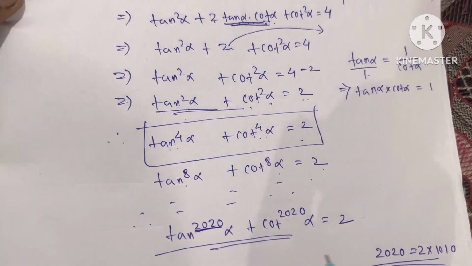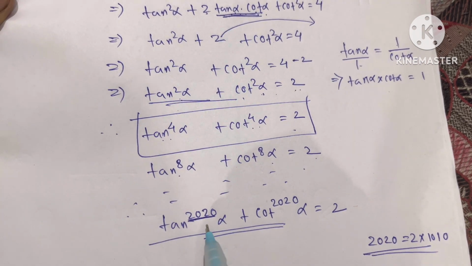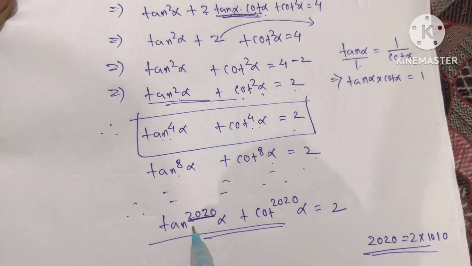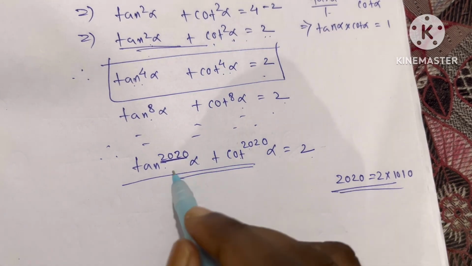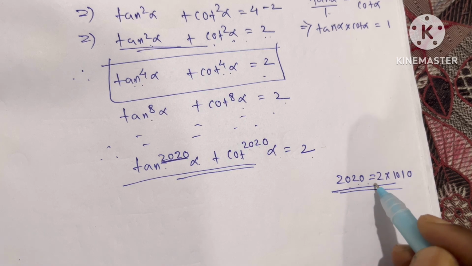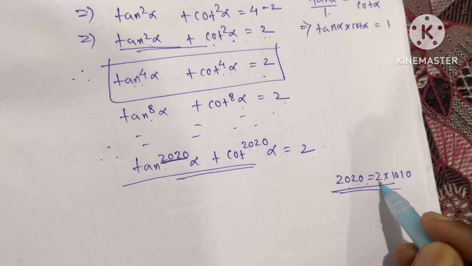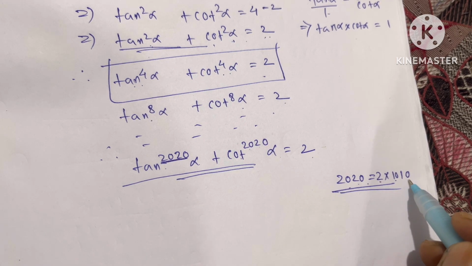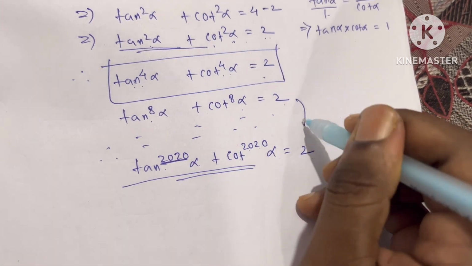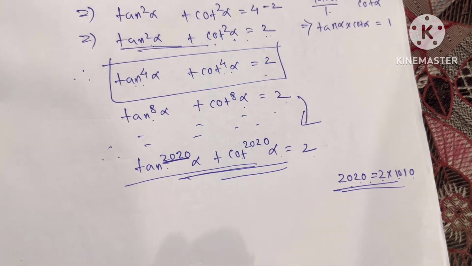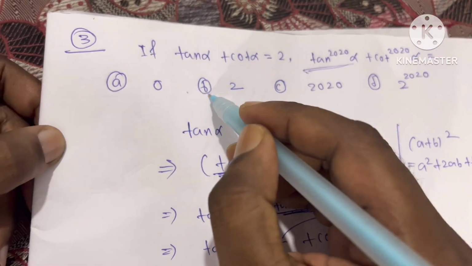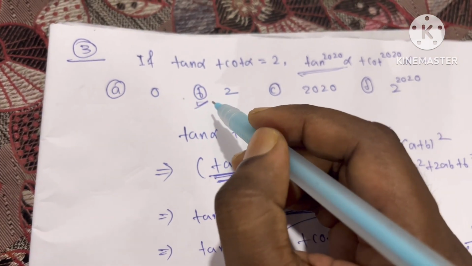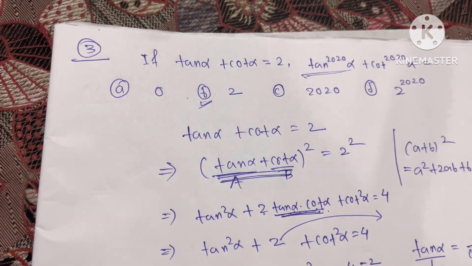Similarly, if you continue the process, tan to the power 2020 alpha plus cot to the power 2020 alpha is equal to 2. Why 2? Because 2020 is nothing but a multiple of 2 into 1010. So if you continue this process, you will get the answer 2. So that means the option will be 2. Okay, hope you guys understand.